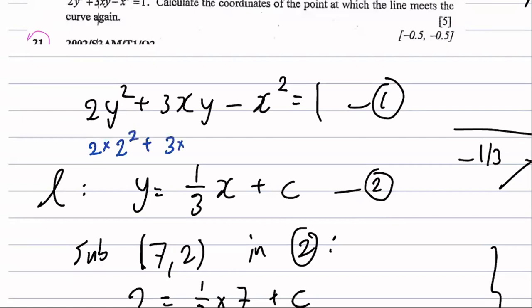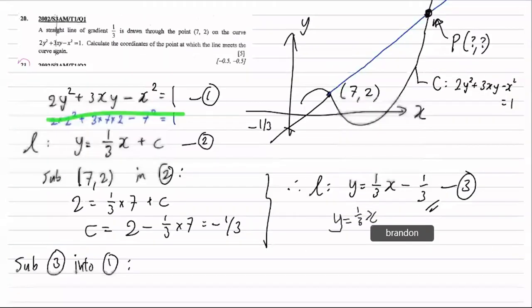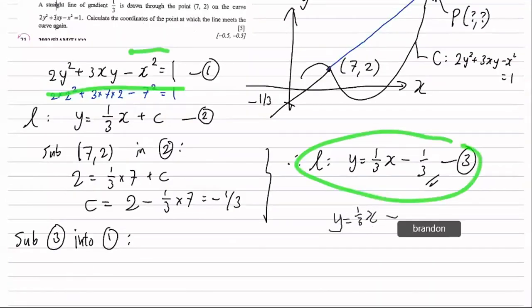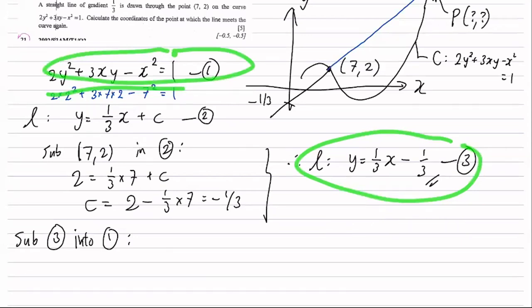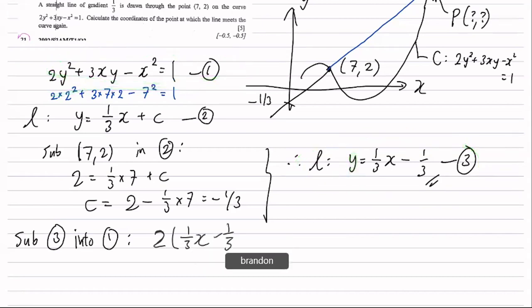I demonstrate this to you. Because it passed through a point, of course it should give you 1. So that's useless information. It's true, but not very useful. Don't do that. Instead, you have to find a point of intersection between these two graphs. What do you do when you want to find point of intersection? Simultaneous equations, right? So sub 3 into 1. Sub y with 1/3 x minus 1/3. Okay, that's what we're going to do.